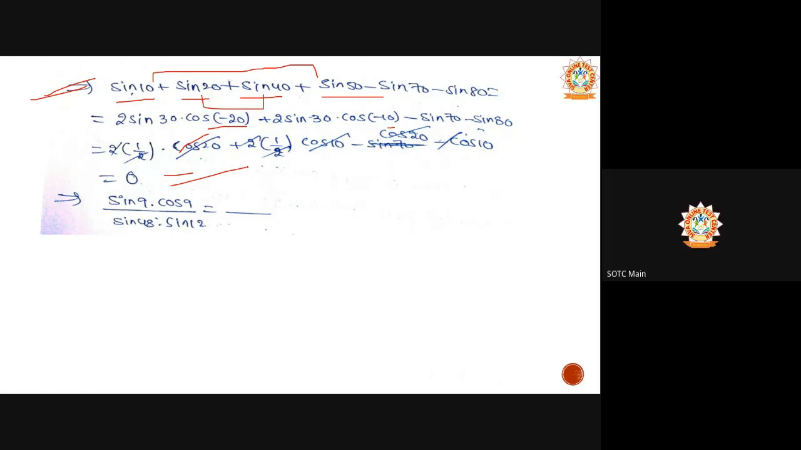Now try to solve the next question. Just multiply and divide by 2. In the numerator, it is in the form of 2 sin a cos b. You can check. This formula is enough. Sin 2a, very good. Yes, very good. You can simply use sin 2a instead of using 2 sin a cos b.